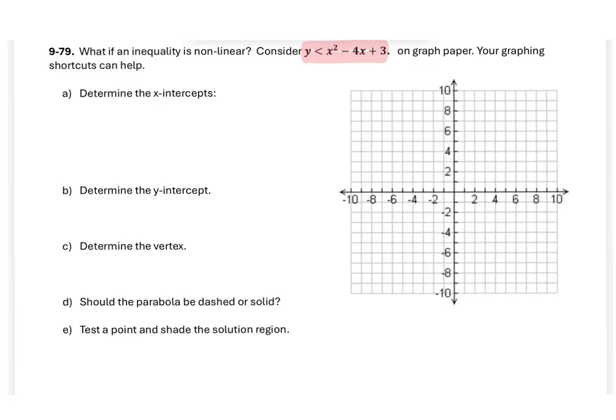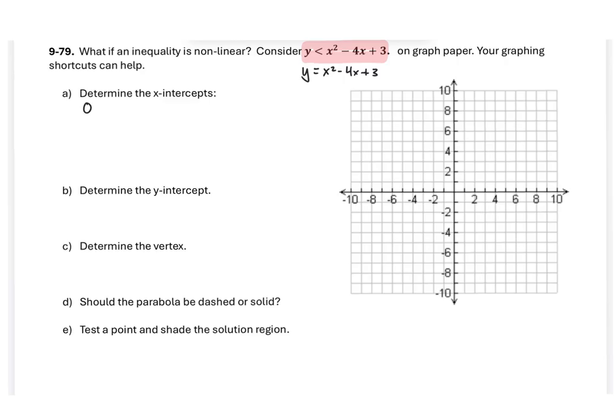The good news is we're going to start this off in much of the same way as we would a linear inequality. I'm going to replace the less than symbol with an equal sign. So I'm going to have y equals x squared minus 4x plus 3. And we actually know quite a bit about this parabola, and this is a good review of graphing parabolas.